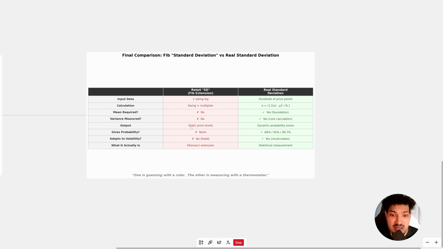All right, you don't need the mean for retail, you don't need variance, right? The output is static price levels, but with standard deviation, you need the mean and the variance, and the output is dynamic probability zones, right? The retail version doesn't give probability, and it also doesn't adapt to volatility, but standard deviation absolutely does. All right, real standard deviation absolutely does all these things. And again, like I just said, this is just what? A Fibonacci extension. Well, this is a statistical measurement. One is measuring with a ruler, the other is measuring with a thermometer.